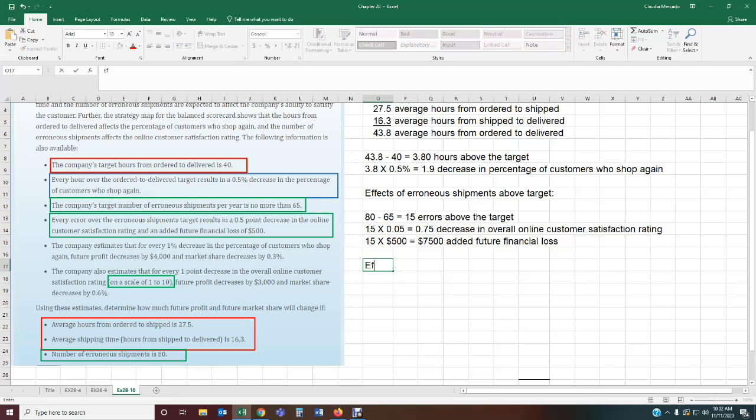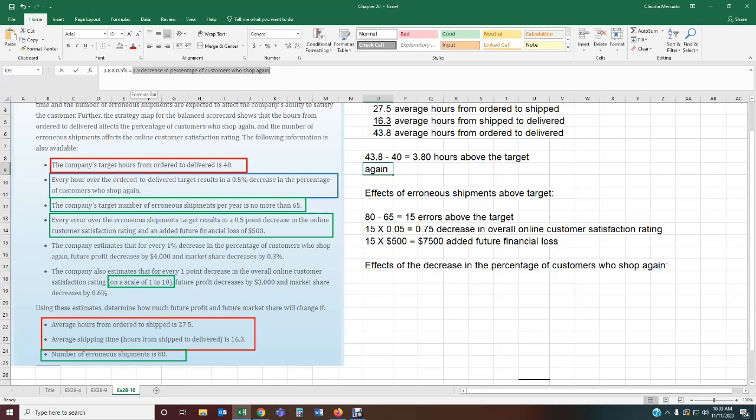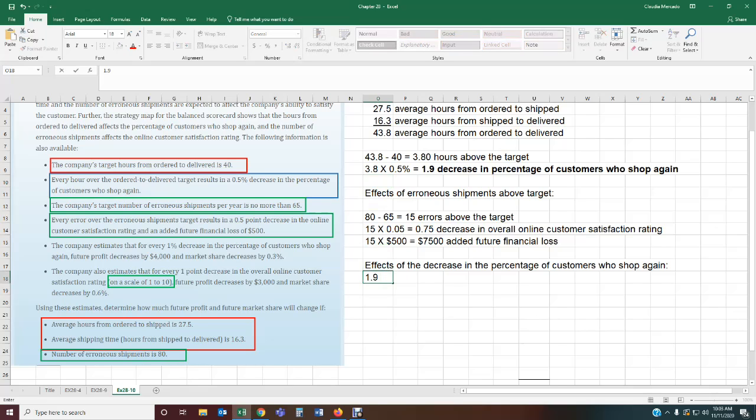Now we're going to have the effects of the decrease in the percentage of customers who shop again. Here we had already calculated a 1.9 decrease. Let me see if I can bold that. Yes. We had calculated a 1.9 decrease in percentage of customers who shopped again.